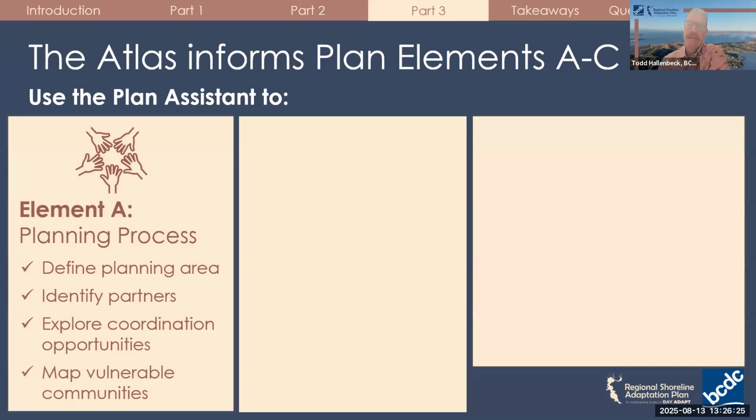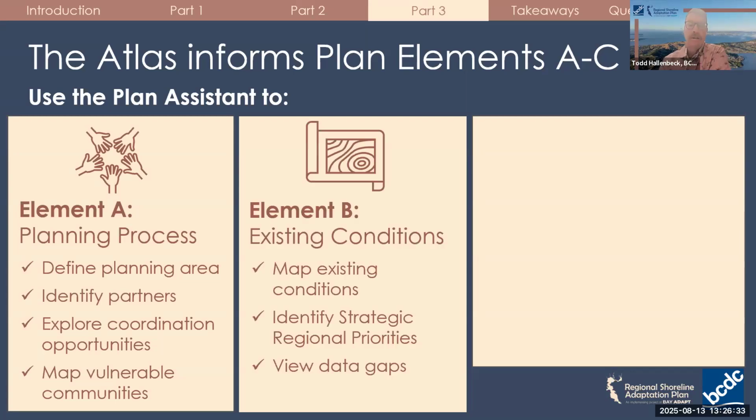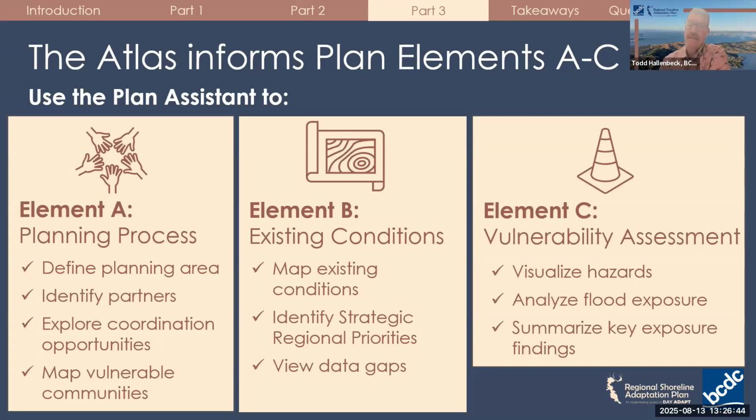So for element A, the Plan Assistant helps you identify your planning area, potential partners, opportunities to coordinate across jurisdictions, and vulnerable communities. For element B, it helps you map existing shoreline conditions and strategic regional priorities, and highlights where local data may be needed to fill regional gaps. For element C, it helps you visualize the coastal flood hazards, analyze where critical assets are exposed, and start to summarize key exposure findings.